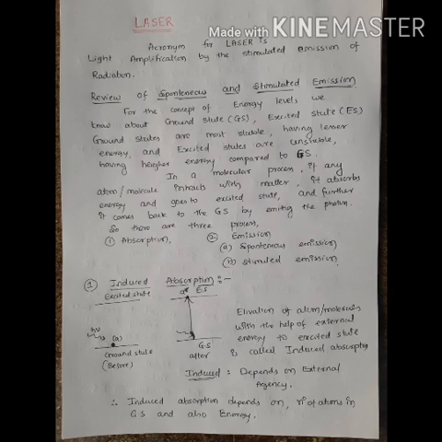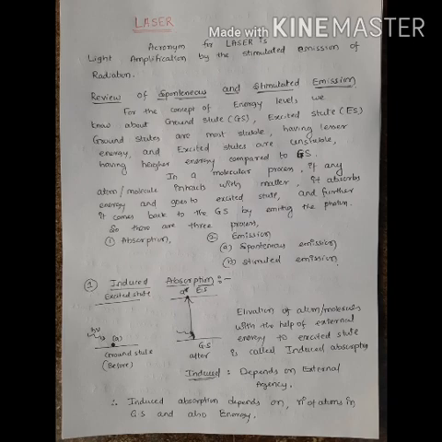So absorption process and emission process. And emission has two types, one is spontaneous emission and another one is stimulated emission. So that will be discussed one by one. First one is induced absorption. So we can define it by the energy level diagram.